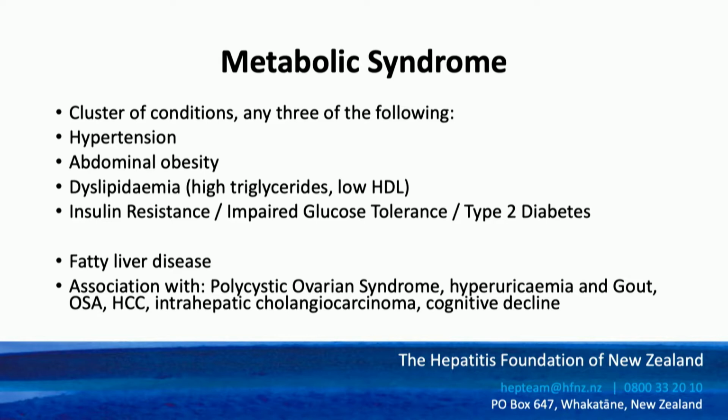There are also other associations with other conditions that come into a person's health because of the metabolic milieu of obesity and insulin resistance, and that includes polycystic ovarian syndrome, gout, obstructive sleep apnea, which obviously relates to the physical structures of breathing difficulties, which then flow on to cardiovascular problems. A number of cancers have particular associations with the metabolic syndrome, and also, interestingly, cognitive decline.